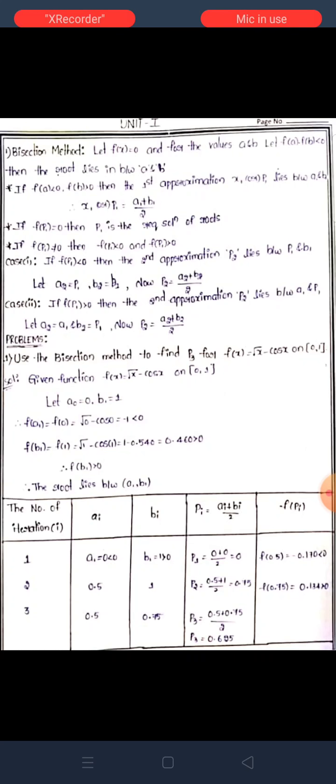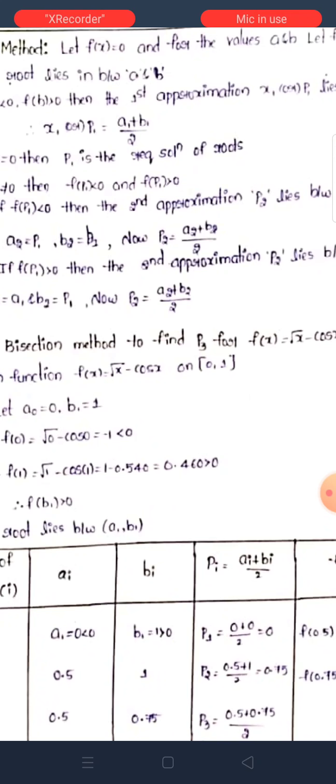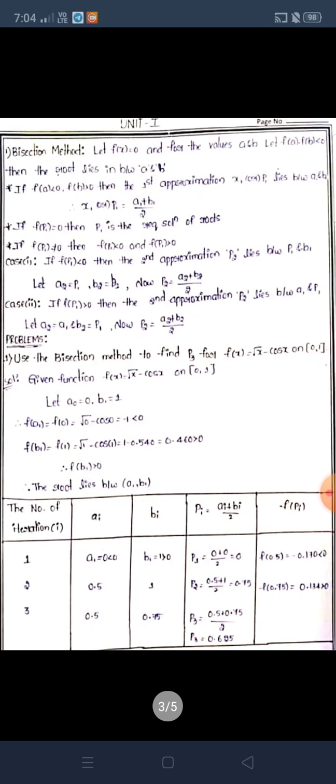If f of p1 is equal to 0, then p1 is the required solution of roots. If f of p1 not equal to 0, then f of p1 less than 0 or f of p1 greater than 0.